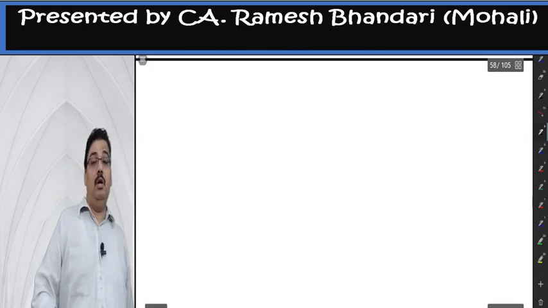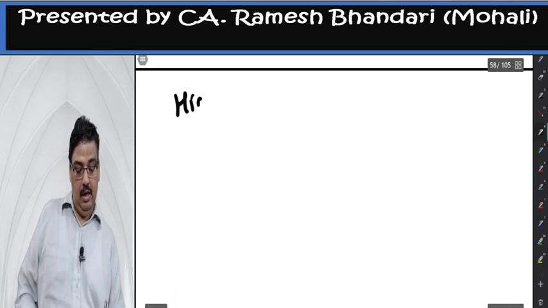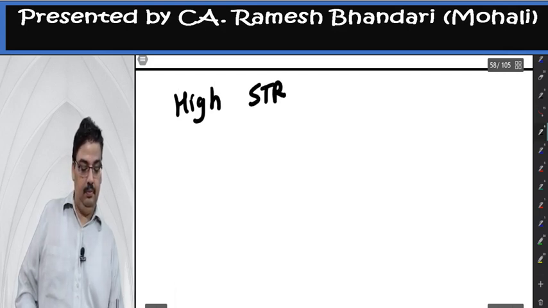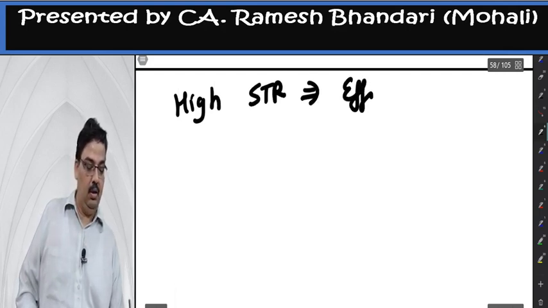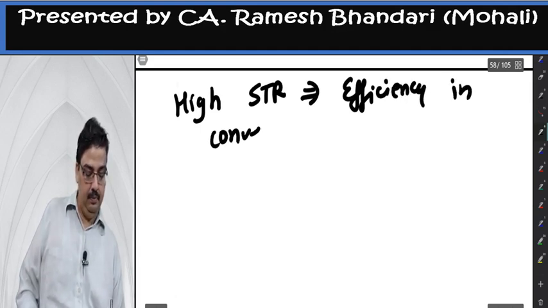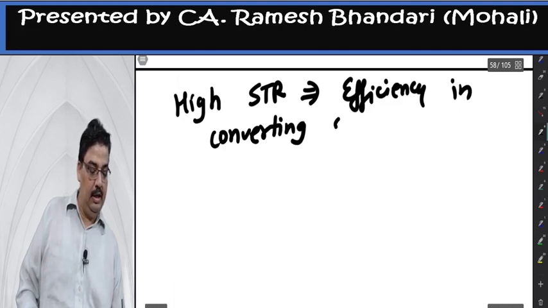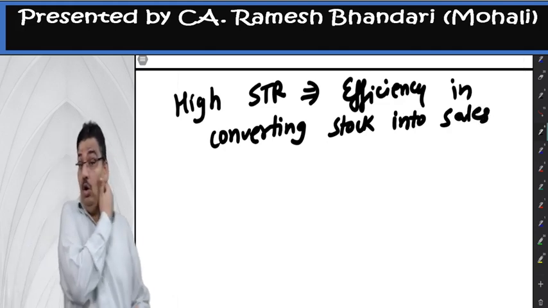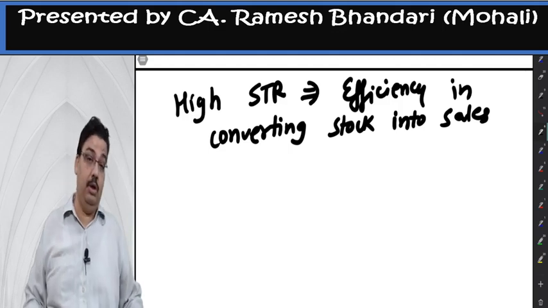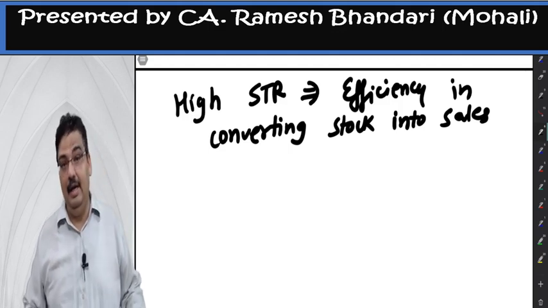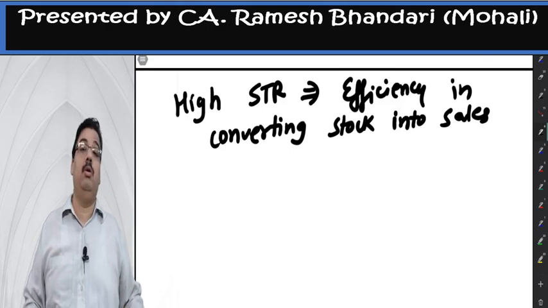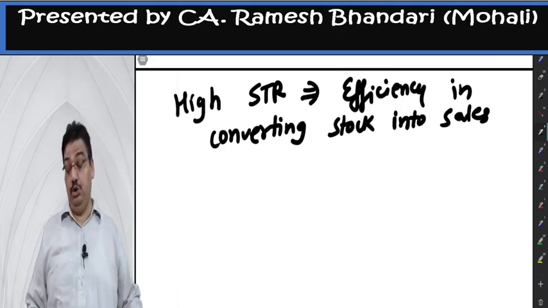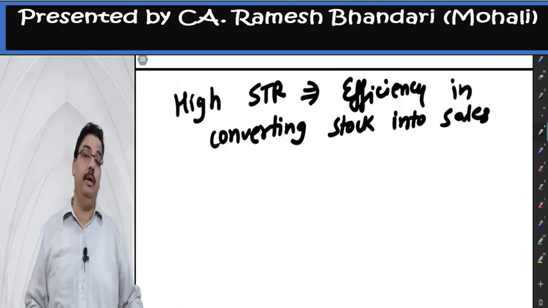You should have high STR. It implies efficiency in converting stock into sales. When there is some non-moving stock, it will create problems in stock turnover ratio. You can start getting indications of the bad stock if you are having low stock turnover ratio or high stock holding period.